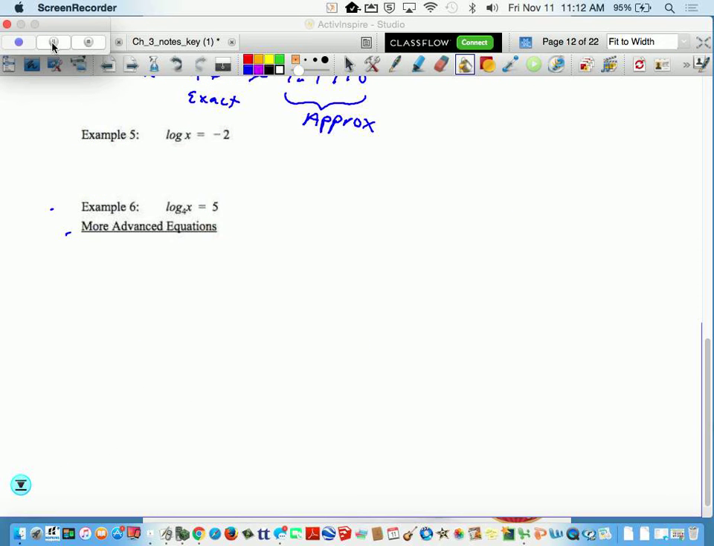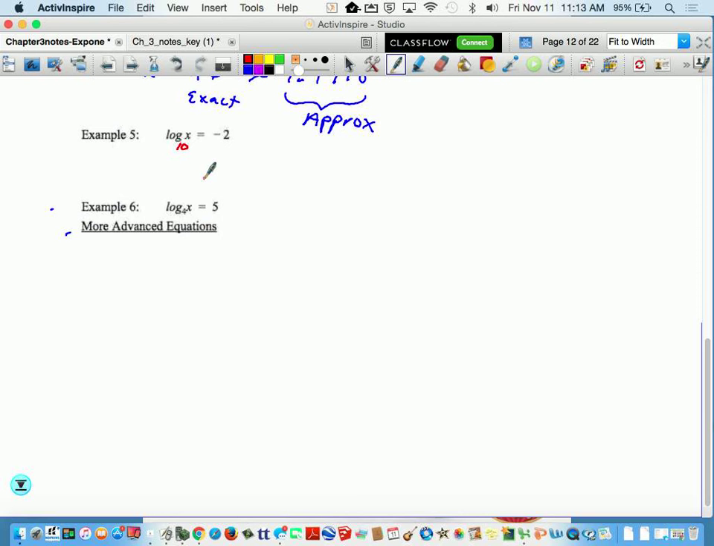So the next one is a problem where they didn't write the base. And often I see students on the exam look at this and they go, I don't know what to do. But when the base is not written in, what base is it? 10. And my suggestion is, if it's not there, let's write it. Let's write it in there to make sure we remember it.